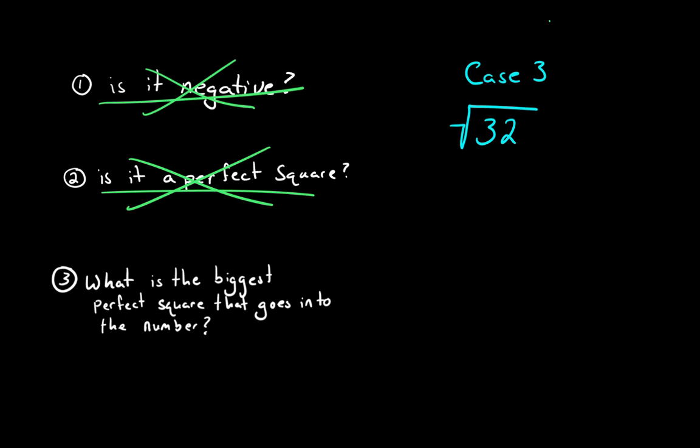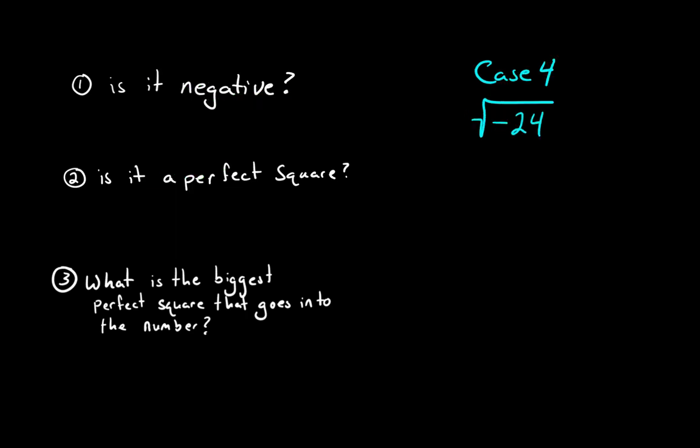What is the biggest perfect square that goes into 32? Sometimes this is a little bit of guess and check, but the biggest perfect square that goes into 32 is 16. So we're going to rewrite it as 16 times 2. And then just take the square root of each of those factors, which gives us 4 square roots of 2.